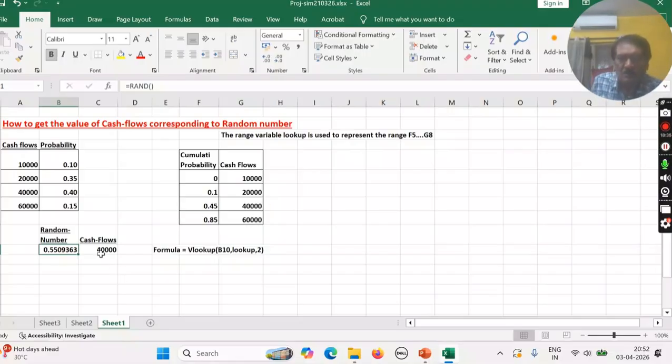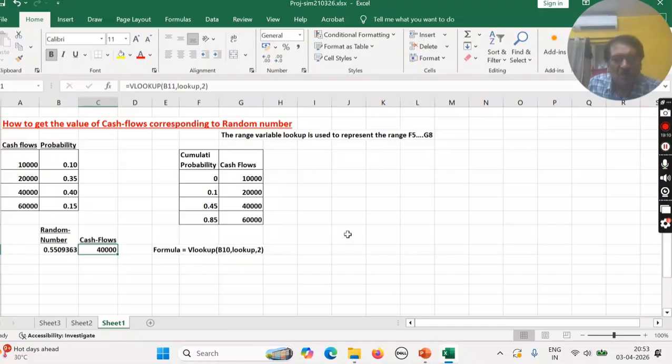40,000. And what is the formula for? This formula is given to attach this. What is the formula? The VLOOKUP formula is to be given on the basis of B11. This is the value of B11 you see, and lookup is the range of the values, and the second column value will be taken. This is the formula I have noted here also. So 0.55 means up to this, the value will take 40,000.